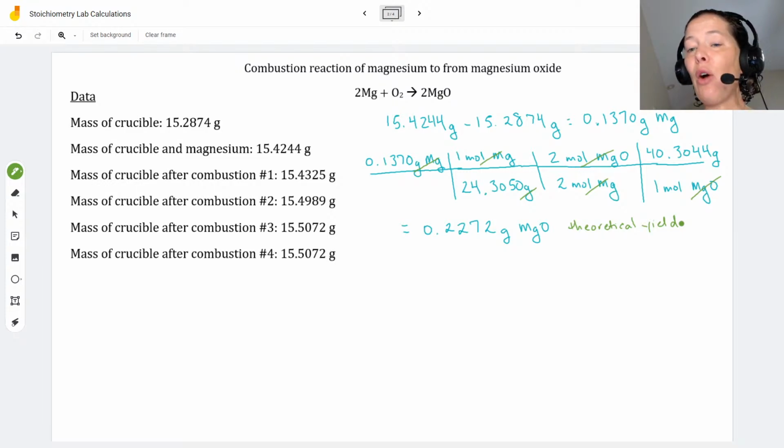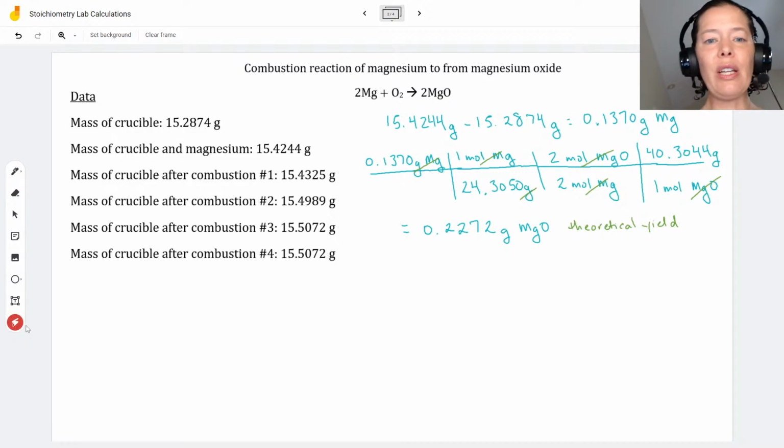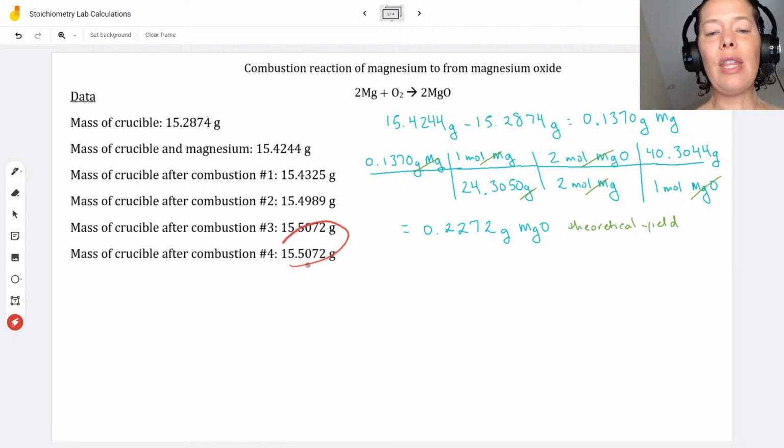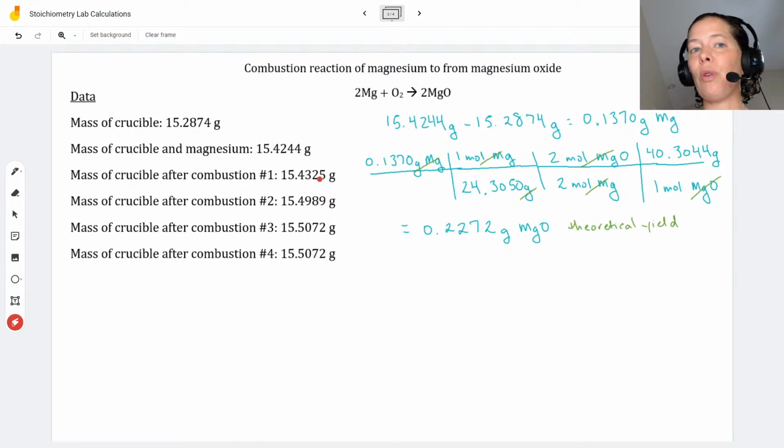Okay, now we need to know how much magnesium oxide did we actually get from this lab. So this is our theoretical calculation that we just did, but we went in lab, we got all these masses. How much magnesium oxide did we actually form in the lab? Okay. So this is where sometimes students get confused, because I have 4 different masses here. Which one do I use? Well, you want to use the one that is consistent. And because these last two, I got the same mass when I was weighing, then I consider this my final mass, and I'm just going to ignore these other two masses. Those were not accurate.